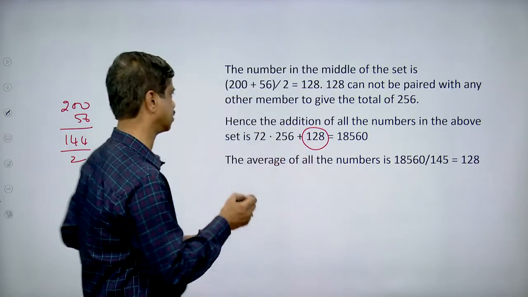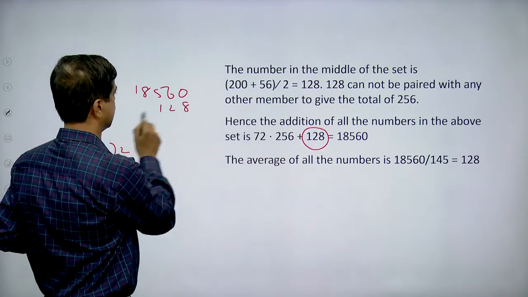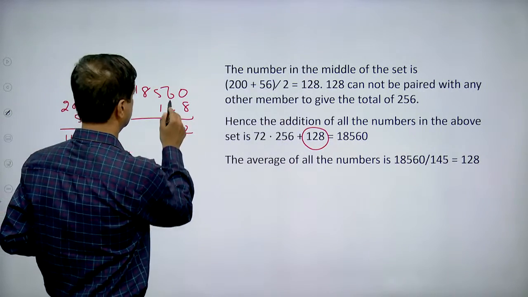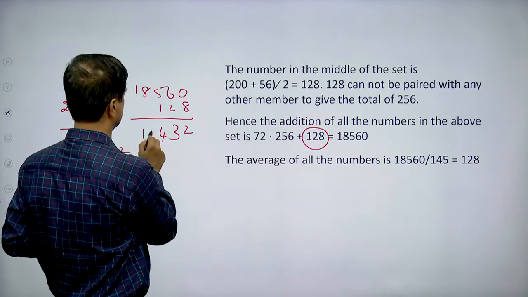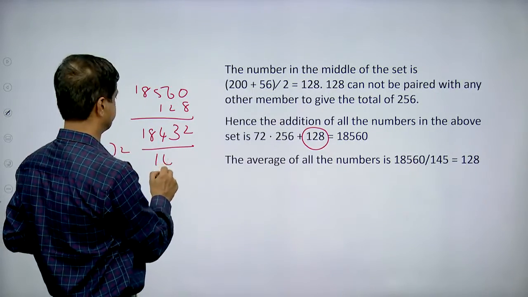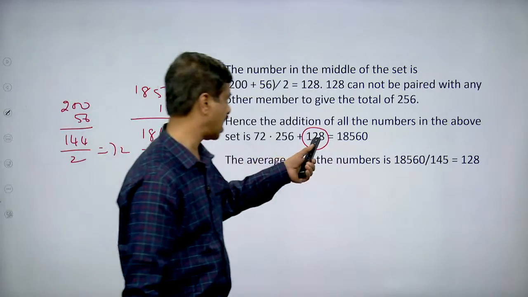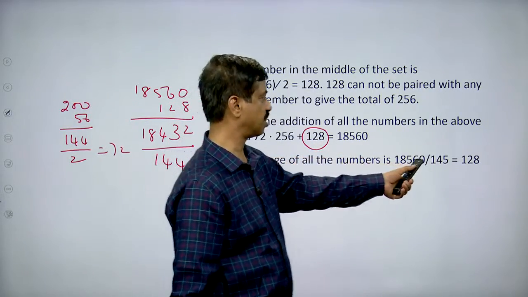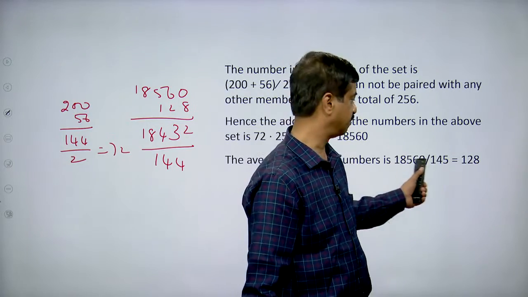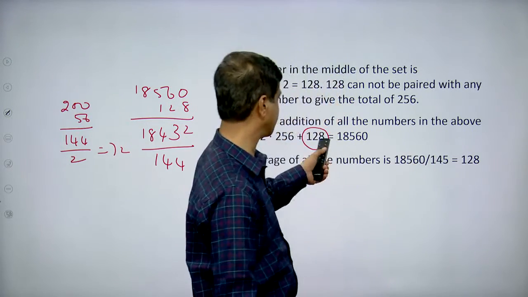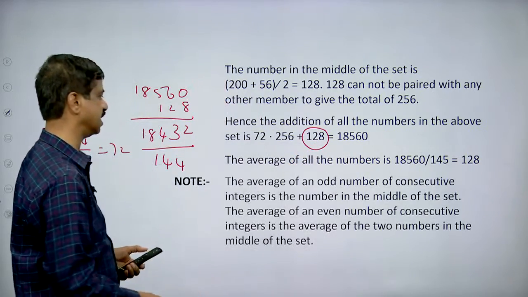So if I add this, you'll get 18560 plus 128. Then this divided by 144. Division, you see how typical it is. But if we add this, you are getting 145 pairs, so you divide by 145. So division becomes simple, that's all. That we have added is not compulsory. Therefore the average is 128.